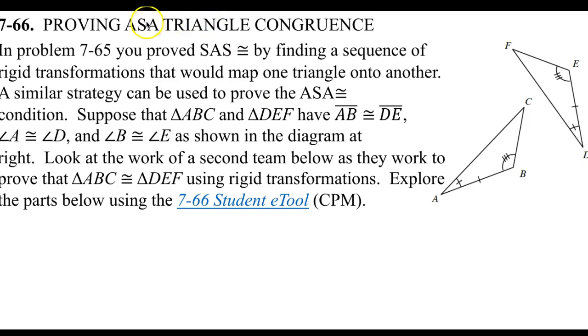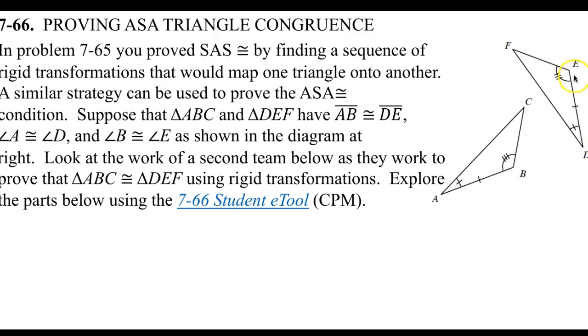Okay, now let's look at ASA. Okay, so now we've got angle, side, angle. So again, what types of transformations would move this to there? Okay, and we need to show that as we move it, A will still be congruent to D.